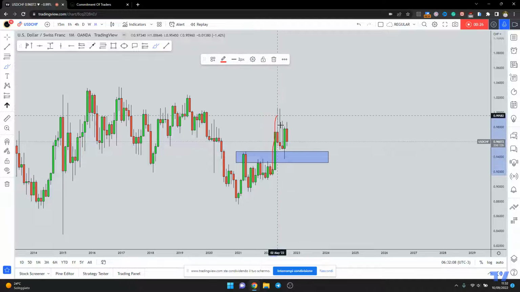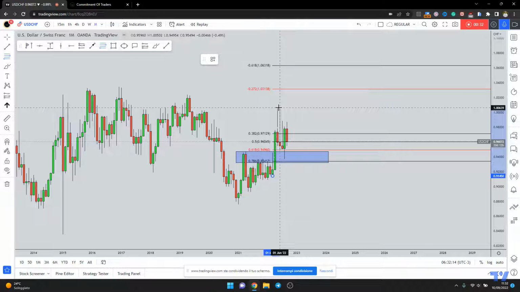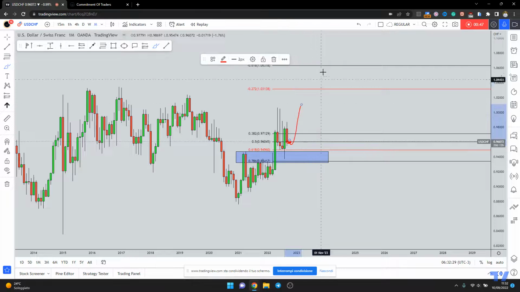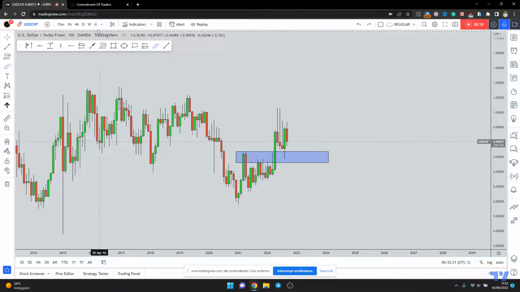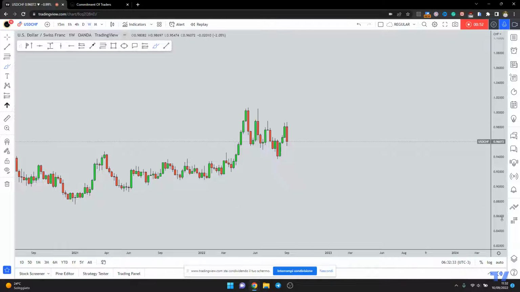We can also notice how after an impulse we had a correction, and if you want to measure the correction, you have to take your Fibonacci from the low to the high of the impulse. And if we do that, we can see how the market just retraced exactly to the 0.618 of the Fibonacci taken on this monthly impulse, which is a very strong level of support and demand. The next one would be the 50%, which we're currently testing, from which a rejection to the upside definitely seems possible.